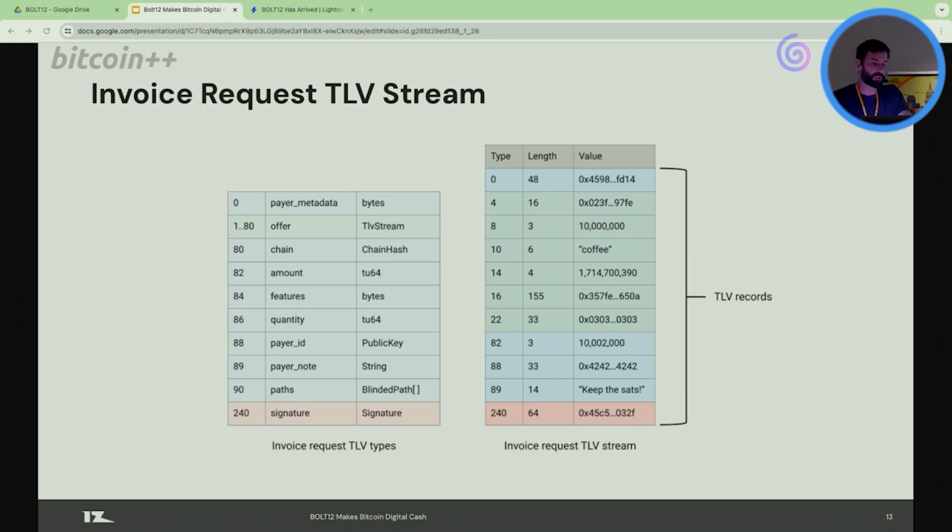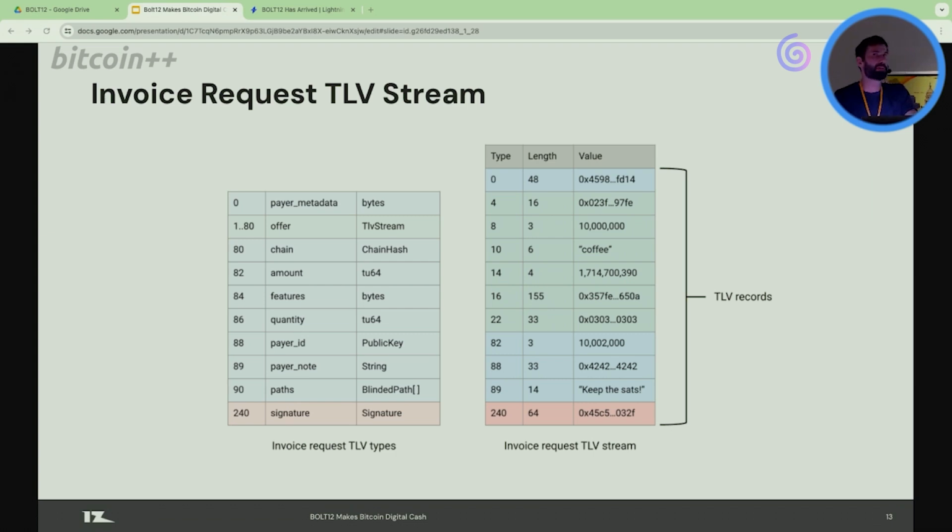And she could fill out a few things. So the chains there: if the chain is mainnet, it just gets omitted, basically. It's a way to save space in the QR code for the offer. But there could be multiple chains in that offer, if maybe on Liquid or something they want to use BOLT12. So she could specify which chain she's paying through.